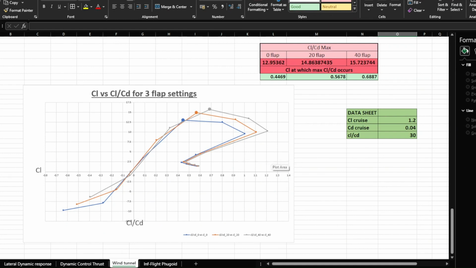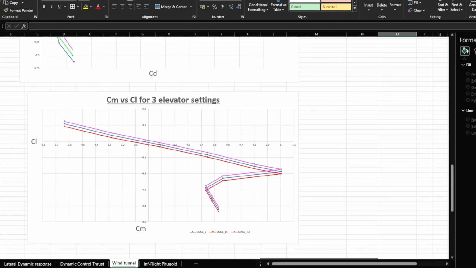The maximum points on each line show the max lift to drag ratio for that flap input. These are shown here. As expected, with a greater flap input, the lift force increases. The CL at which the max CL-CD ratio occurs is also noted. According to the datasheet, the cruise CL-CD is 30, as calculated here. The CL-CD measured is quite a bit away from this value.